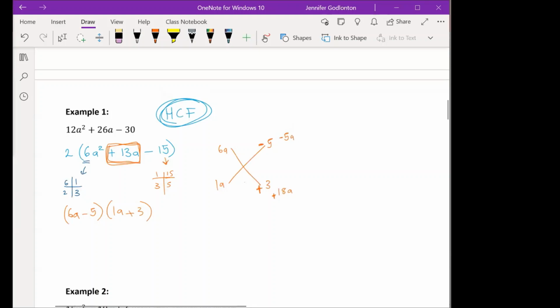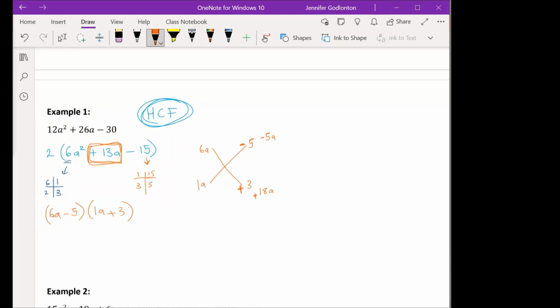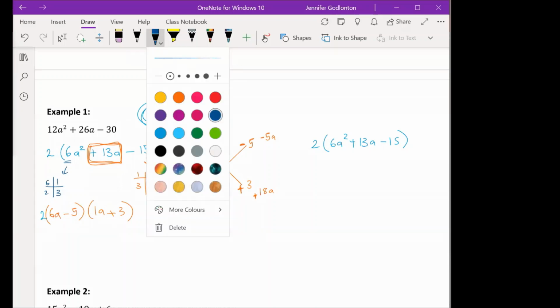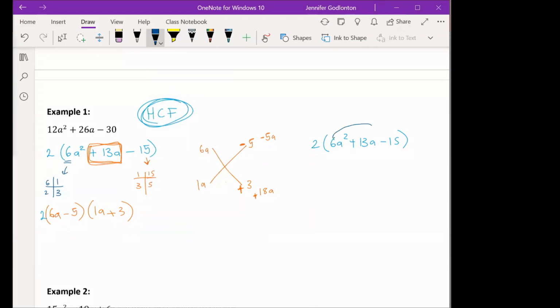Okay. If we did the second method with this question, let's walk through it slowly. So again, sorry, we should have a 2 on the outside. We've got 2 brackets, 6a squared plus 13a minus 15. First thing we have to do is multiply the coefficient of our first term by our constant. So we're going to say 6 times 15. That's our first step. 6 times 15 gives us 90.